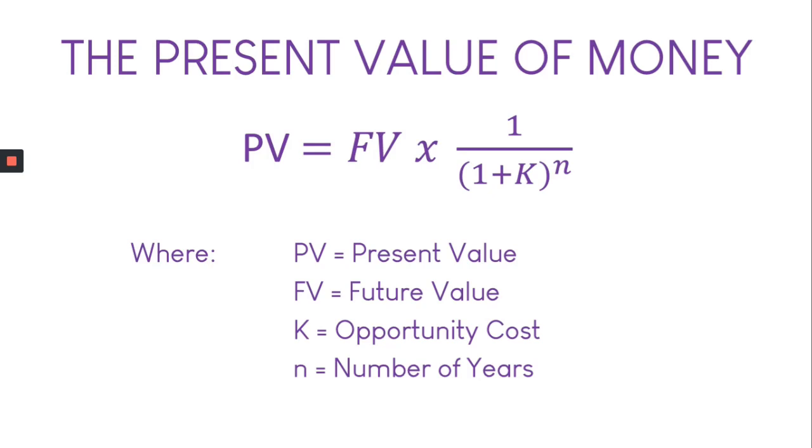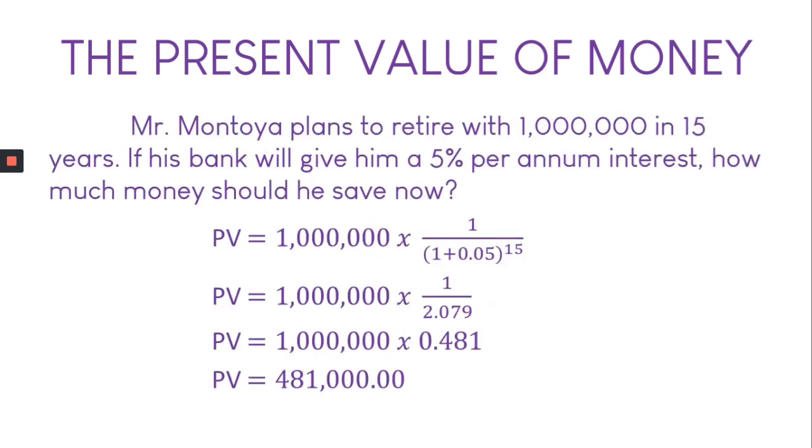So let's put it into a concrete example. Mr. Montoya wants to retire with 1 million in 15 years. If his bank will give him a 5% per annum interest, how much money should he save right now? So we substitute the values into their respective places. 1 million is the future value that we want. 1 over 1 plus 0.05, that is the opportunity cost or the interest rate, raised to 15, which is the 15 years. So 1 million times 1 over 2.079, that is the value of 1 plus 0.05 raised to the 15th power. And then we result with 1 million times 0.481.